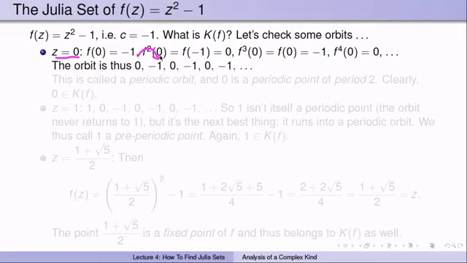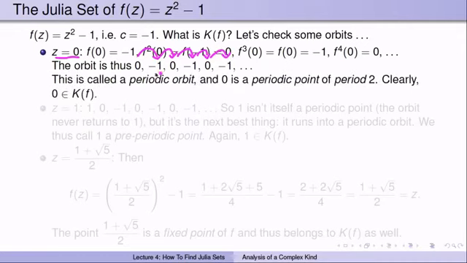0 gets mapped to minus 1 under f, minus 1 gets mapped back to 0, and so forth. It just bounces back and forth between 0 and minus 1. We call this a periodic orbit because it just keeps repeating: 0, minus 1, 0, and so forth. It's a periodic orbit, and the period is 2 because there's exactly 2 elements in that orbit. And such a point clearly needs to belong to the filled-in Julia set because the orbit never runs away to infinity. It stays between 0 and negative 1.